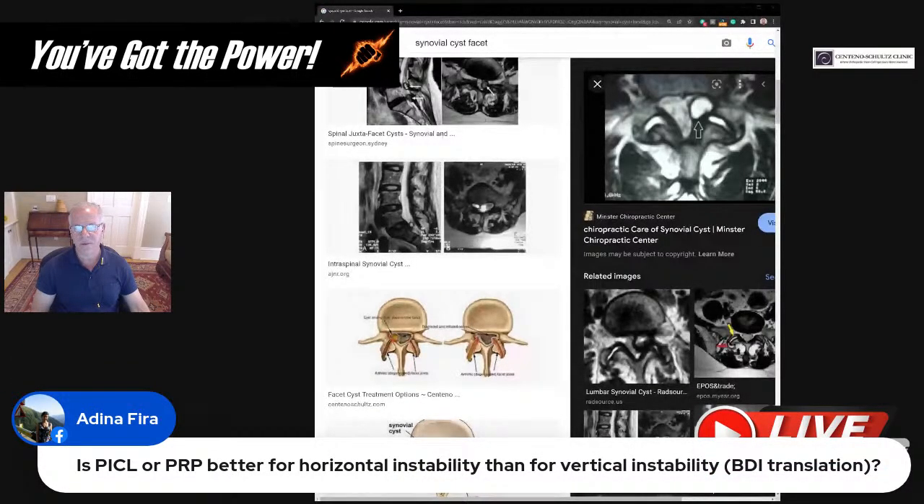Adina asks, is PICL or PRP better for horizontal instability than for vertical instability? Yeah, so it just depends on what you mean by vertical instability. So I'd need to know more. If you're talking about a Basion-Dens interval going up in flexion, then that's a PICL thing. As far as PRP, I think you're talking about posterior injections of the supraspinous and interspinous ligaments, which is really not going to impact the Basion-Dens interval.